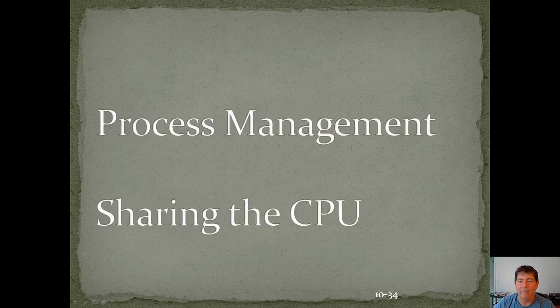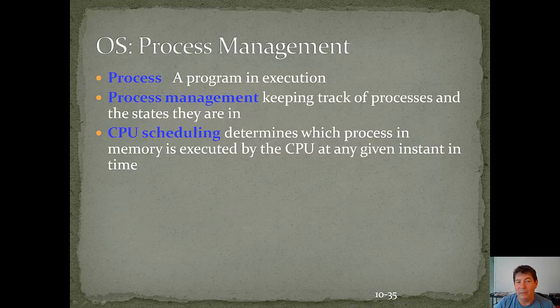So what's this idea of process management or sharing the CPU? Well, as we talked about, there's a process, and this is a program that's in execution. Process management is keeping track of processes and the states that they are in. And CPU scheduling determines which process in memory is executed by the CPU at any given instant in time. Basically, what happens is you might have multiple cores, but each core is going to split its time between different processes.